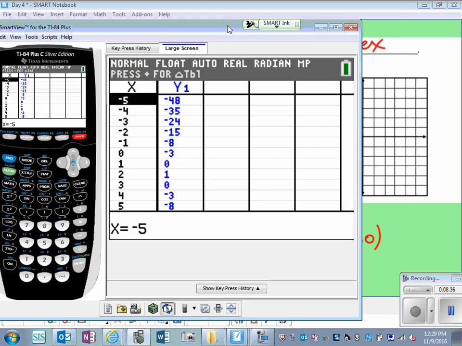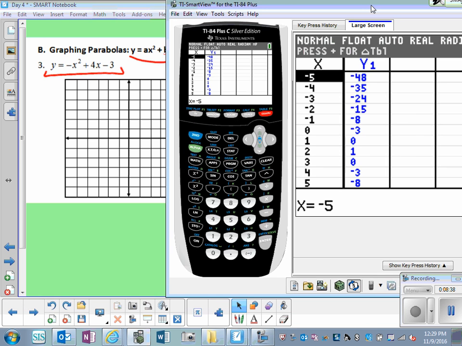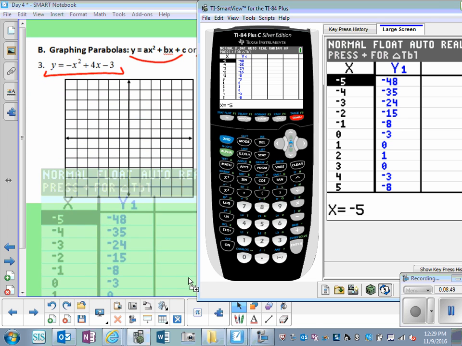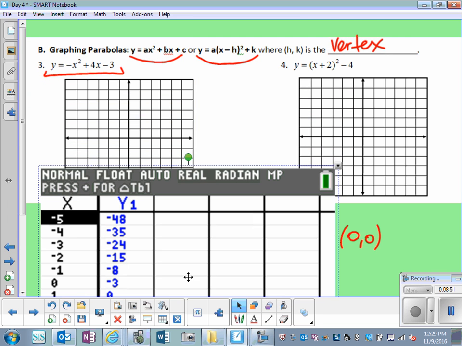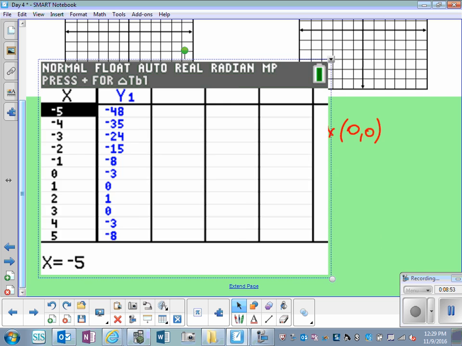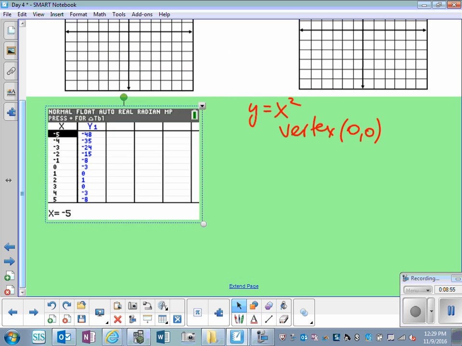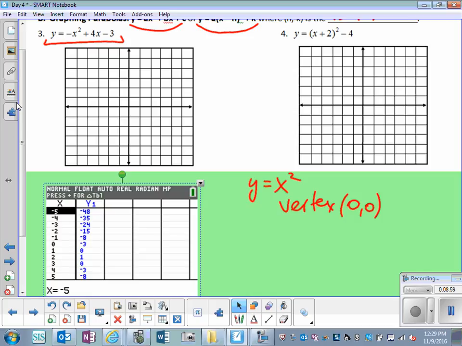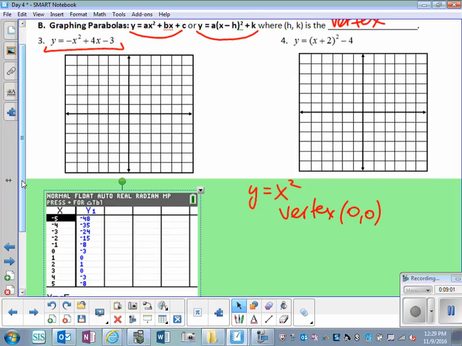And then I make sure that my vertex is right here. 2, 1 is my vertex right here. And I just take the points right here and plug them. All I need is a few reference points. I definitely want my vertex, which is 2, 1.